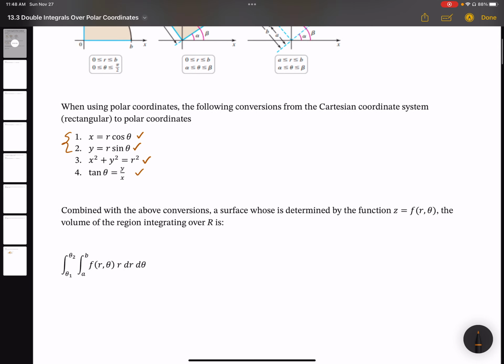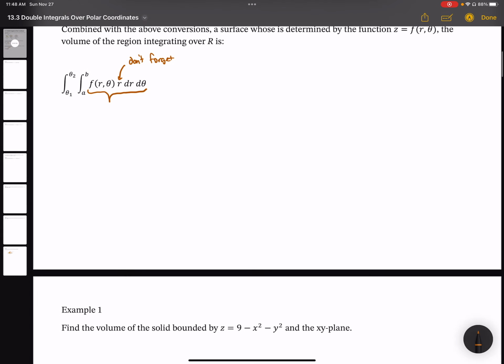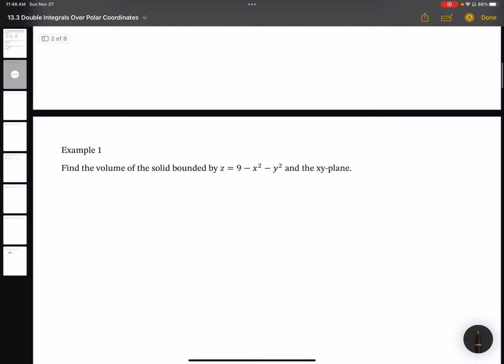It turns out that we get this nice integral that is the integral of the function times r dr d theta. And this is key. Don't forget the r after the function, because sometimes it makes the problem go from solvable to unsolvable if you don't include the r. So most of this is pretty straightforward.